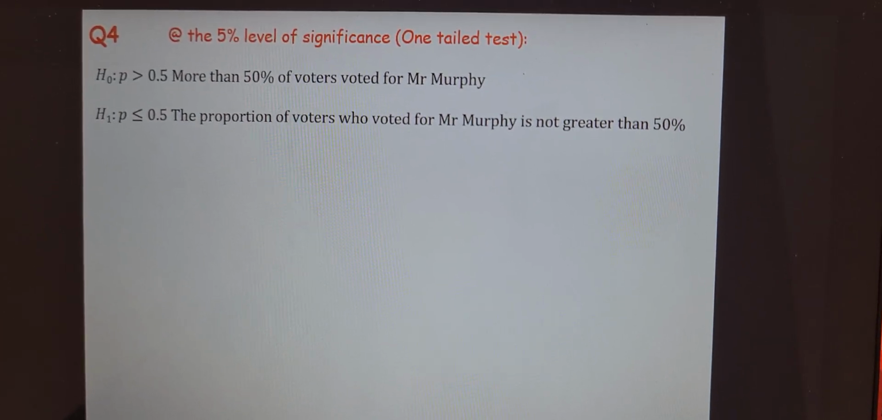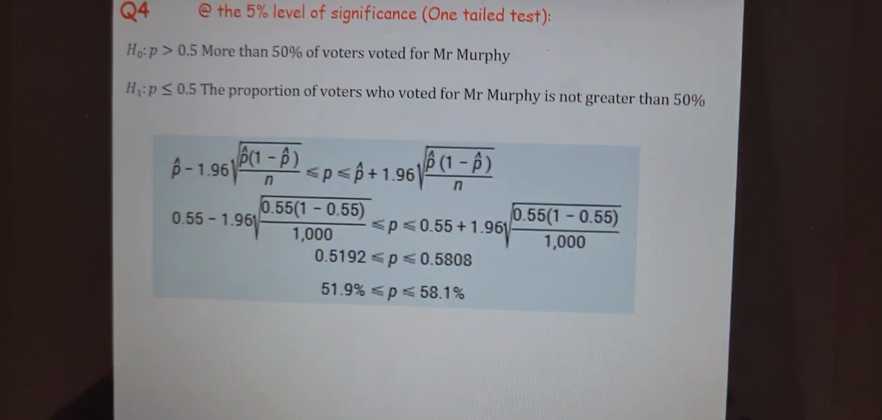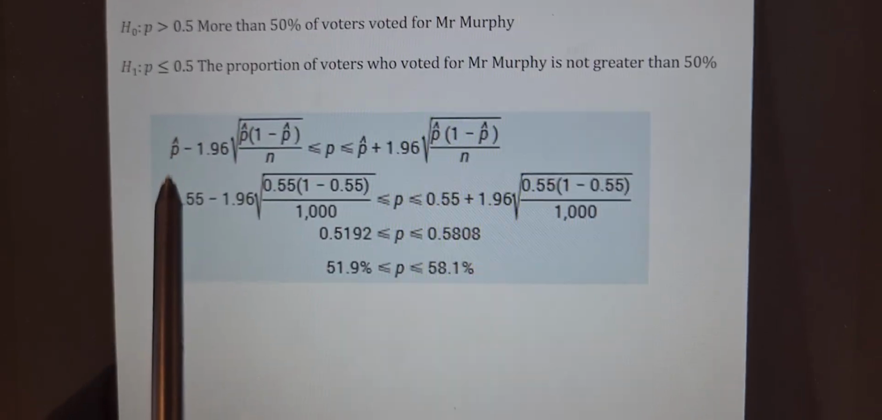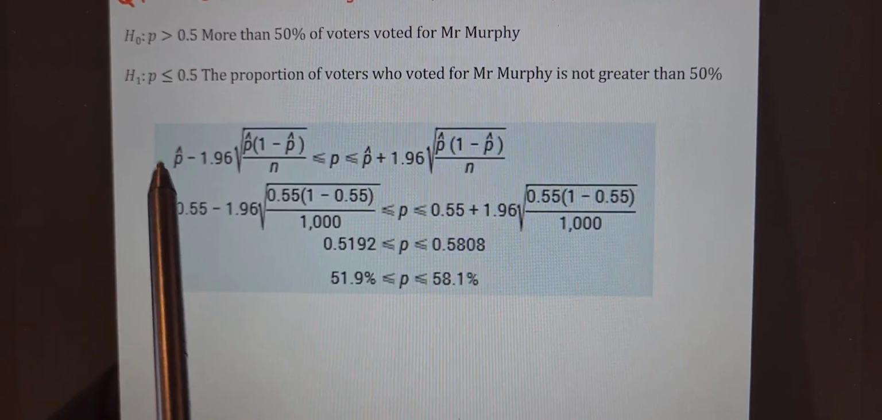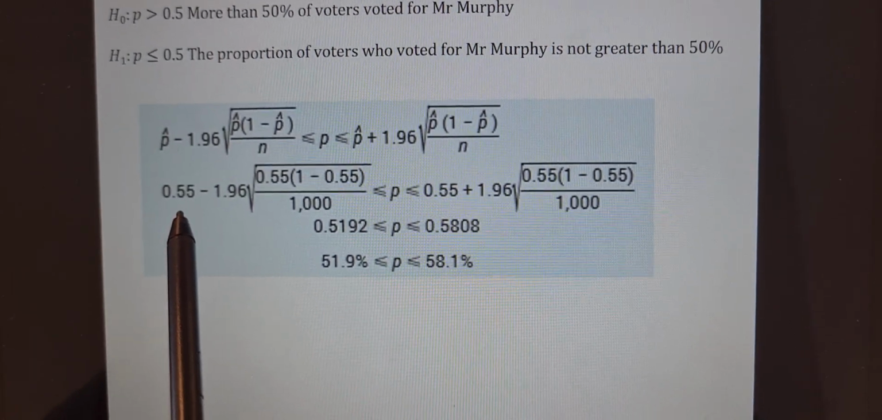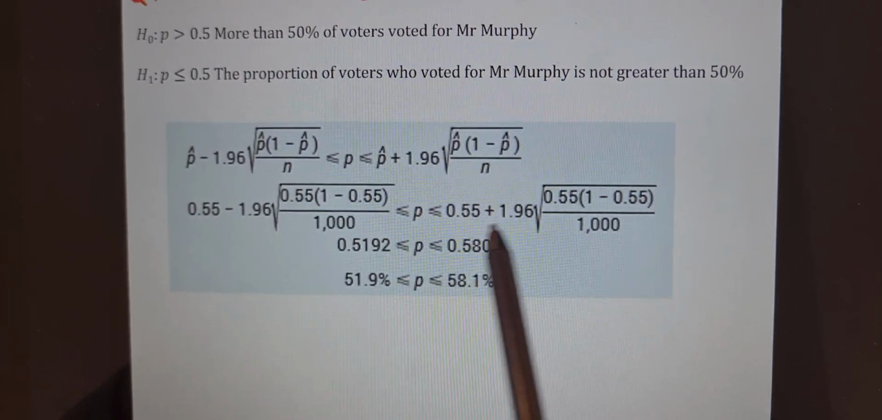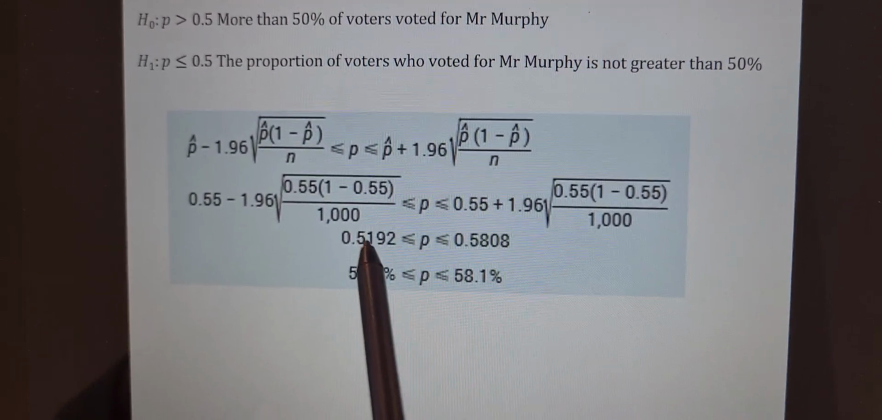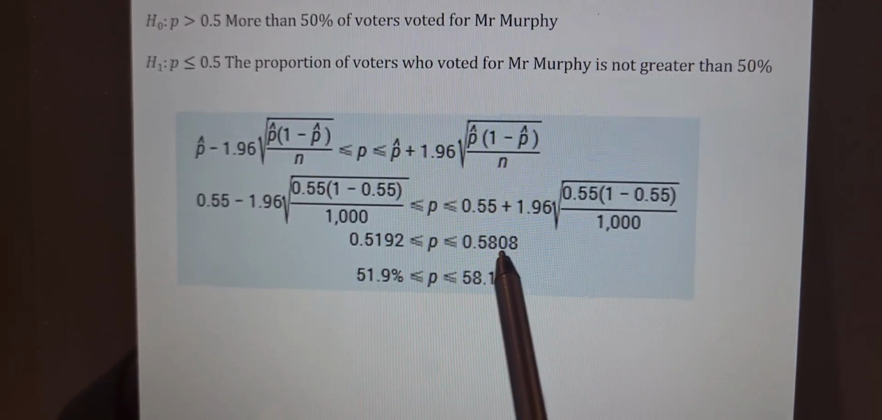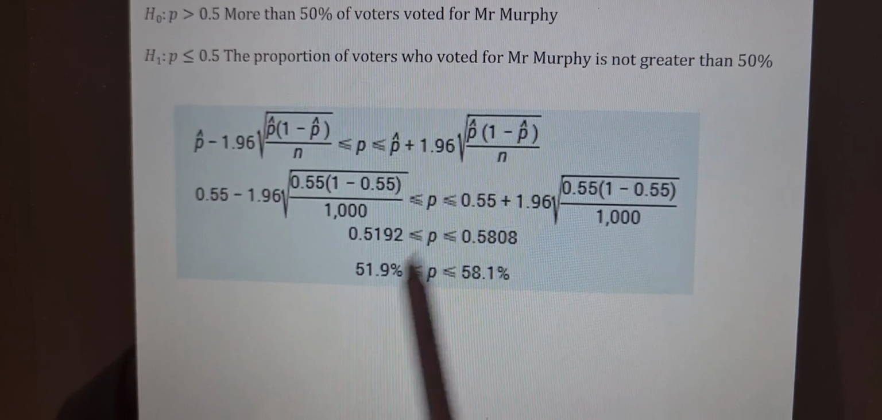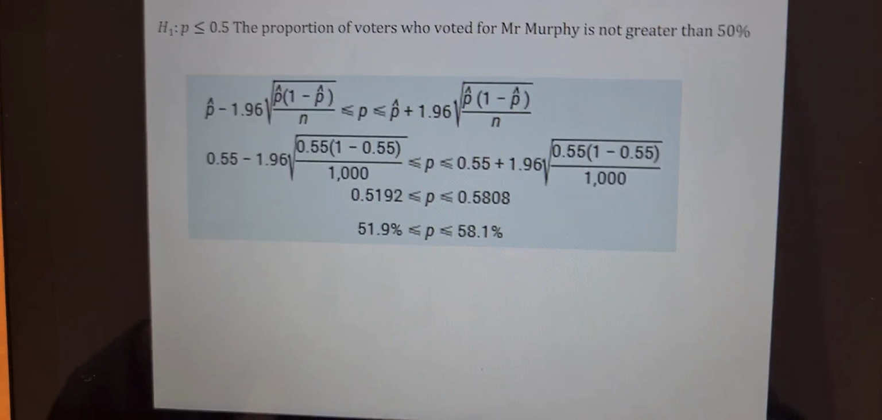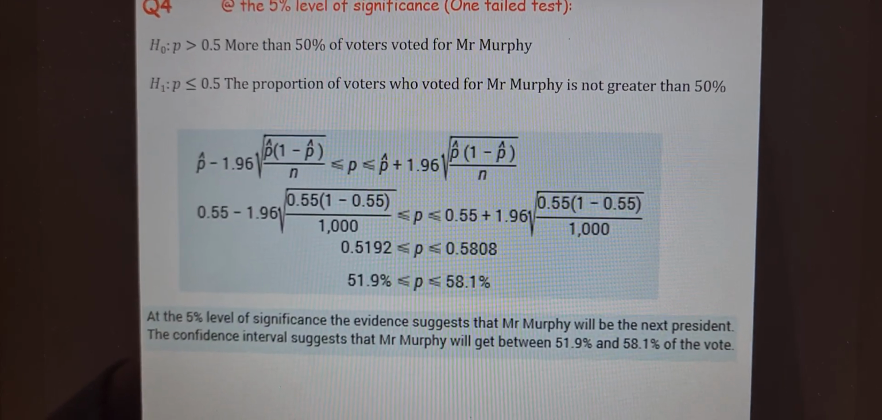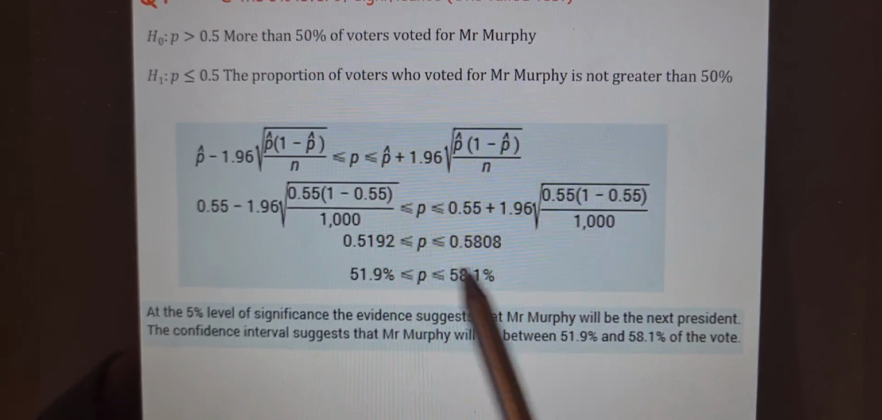Okay, so we set up our confidence interval for a proportion. So the true proportion would lie between the lower threshold and the upper threshold. So remember, p hat was 550 over 1,000, which is 0.55 as a decimal. So we're just subbing that into our confidence interval formula. And you eventually get that the true proportion lies between 0.5192 and 0.5808, which as percentages is 51.9% and 58.1%. So obviously our value of 0.5, 50%, would suggest that he would be the next president.